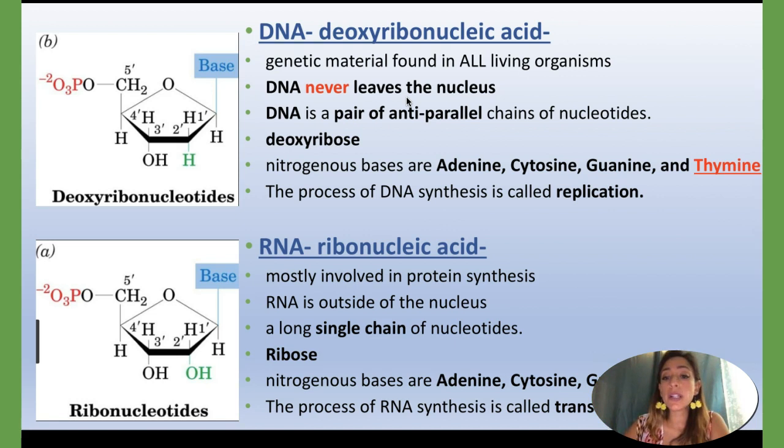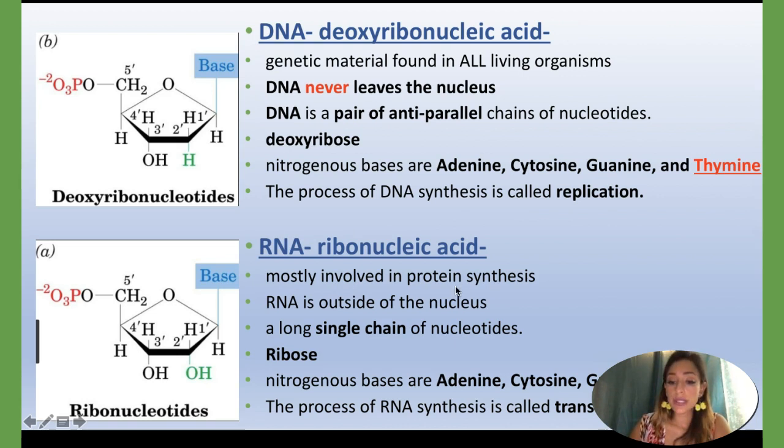DNA is a pair of anti-parallel chains of nucleotides. Like I said, it has deoxyribose as its sugar. And here are the bases that I already told you about: adenine, cytosine, guanine, and thymine. The process of DNA synthesis is replication. That's how it's made. Okay, now let's talk about RNA.